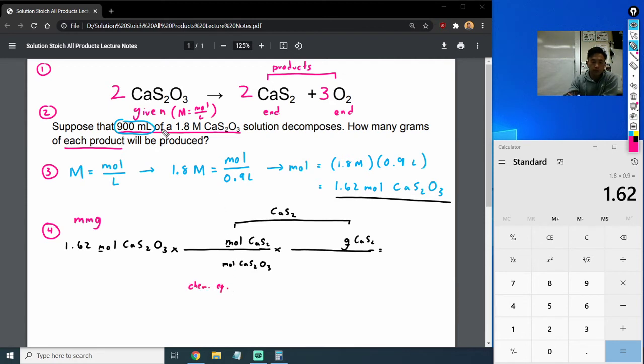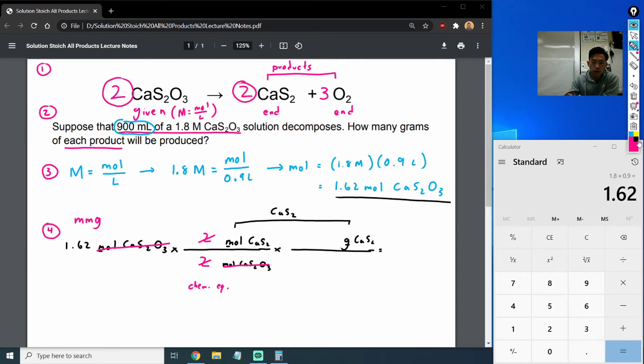Okay, so if you look here, what number is next to CaS2O3? We have the number 2, so we're going to put a 2 on the bottom. What number is next to CaS2? It's a 2, so we're going to put a 2 on the top. And then that allows us to cancel out the moles of CaS2O3. And since I have a 2 on the top and a 2 on the bottom, the 2's can actually cancel out too, which means we don't have to do any math or calculations for this fraction.